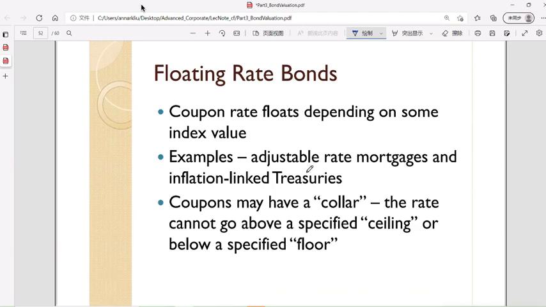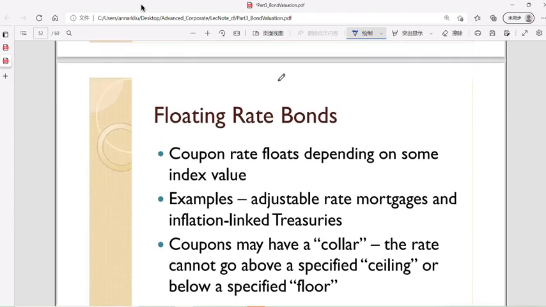So for floating rate bonds, okay, what do we see so far? The coupon rate is actually fixed, right? You have a fixed coupon, but sometimes we will also have a floating coupon. Why would we have a floating coupon? If there is a very high inflation, right? Then say now if we have a very high inflation, what will you conclude?